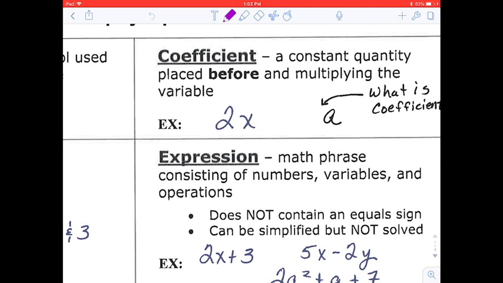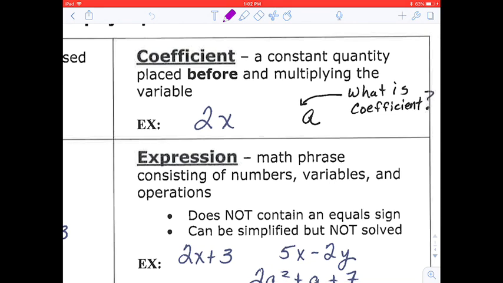A coefficient is a constant quantity or a number placed before a variable that multiplies with the variable. So if you see 2x on the page, that means you are really seeing 2 times x. We just don't write it out as multiplication. If you see just a plain letter by itself, for instance, A, there is an invisible ninja 1 hiding in front of it because it's just 1 times A.